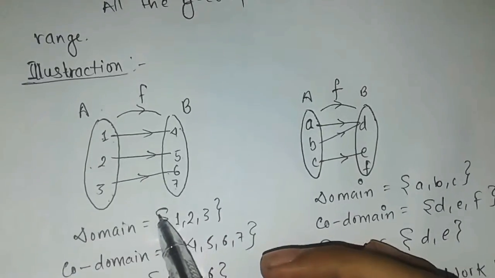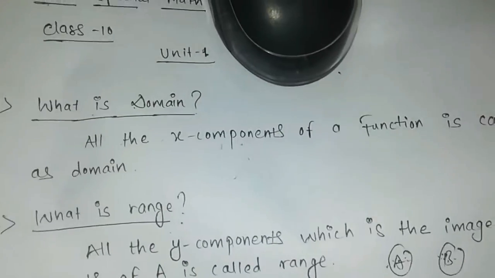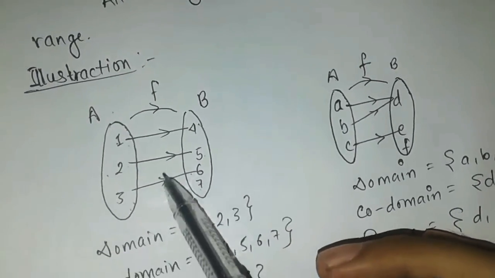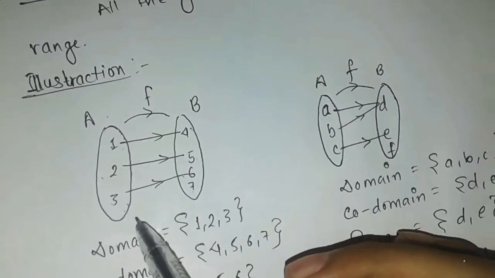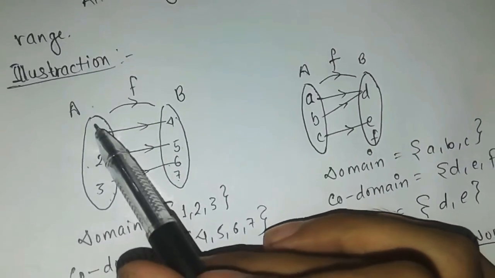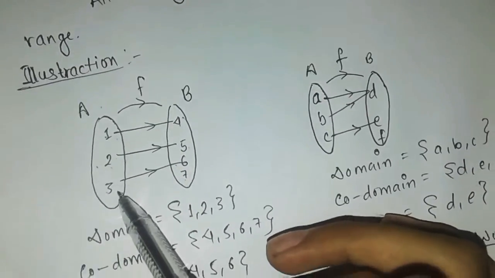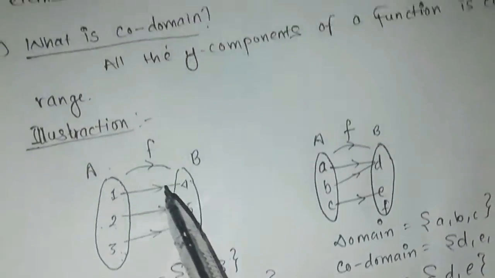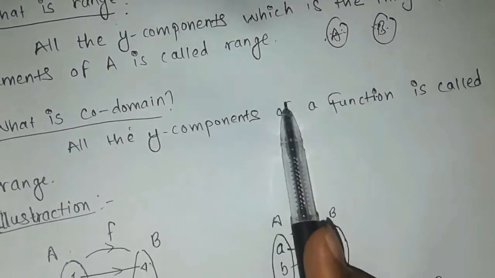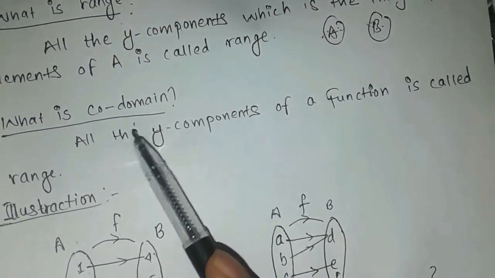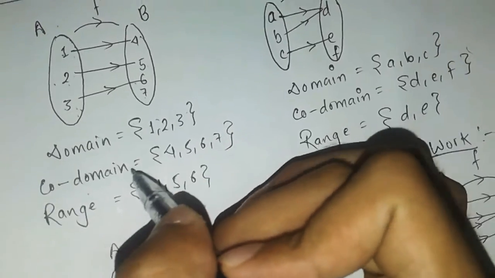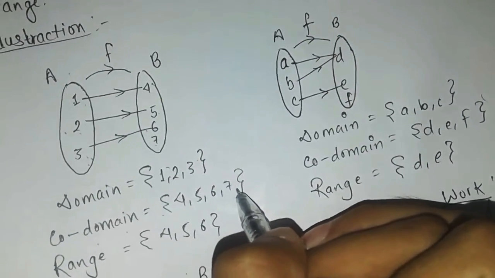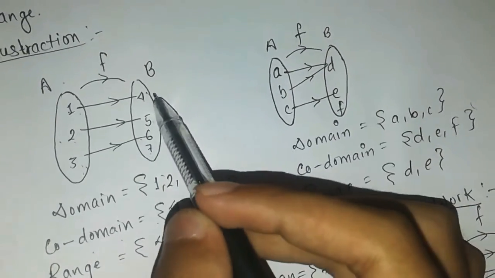We have known the definition of domain: all the x component of a function is called the domain. What is the x component? The left hand side, set A, is the x component of the function. So the domain is 1, 2 and 3. Similarly, codomain: all the y component of a function is called codomain. So codomain is equal to 4, 5, 6 and 7.